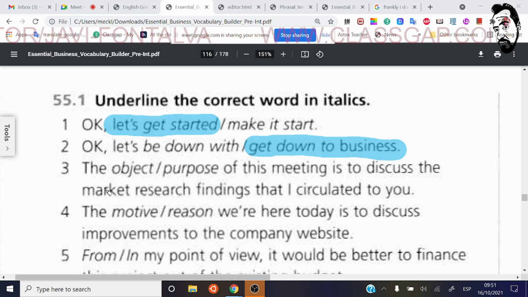Okay. 3. The object purpose of this meeting is to discuss the market research finding that I circulate to you. So the object or the purpose? The purpose. The purpose of this meeting.